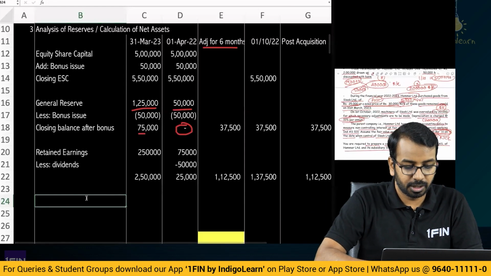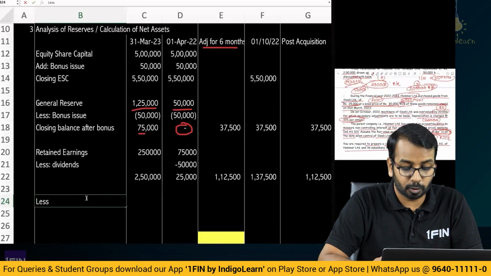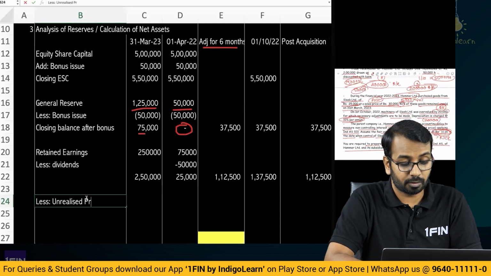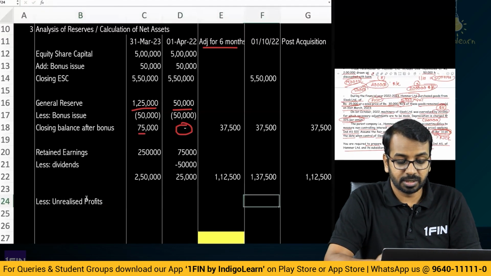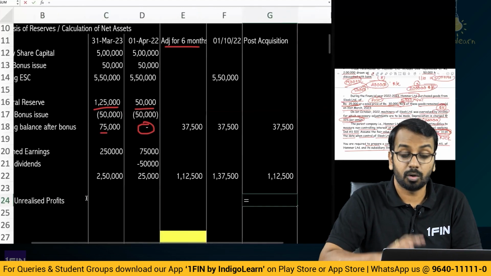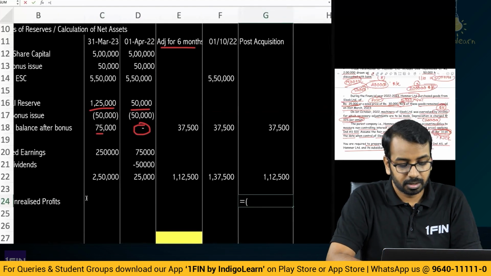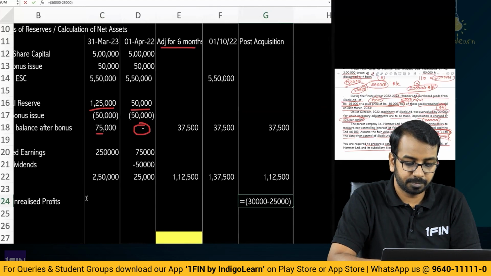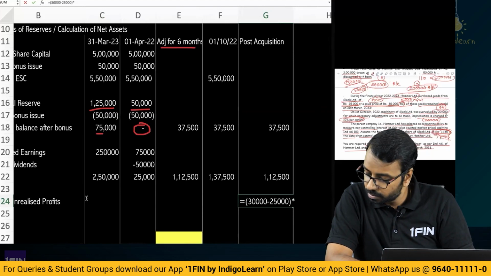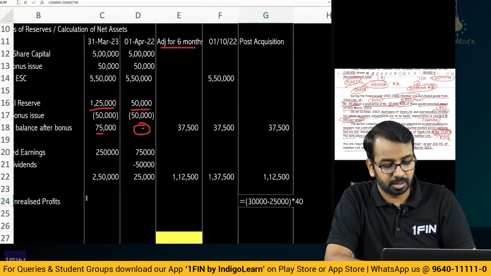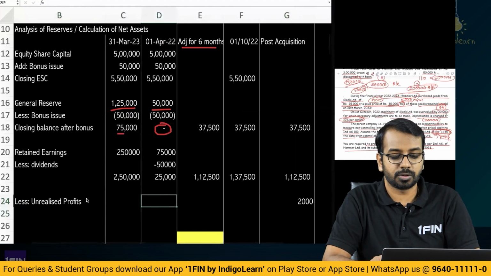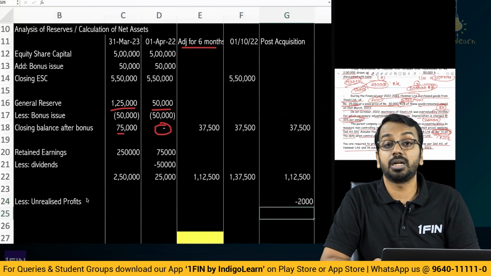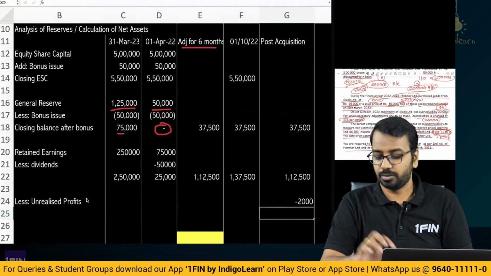So here we will make the adjustment for post acquisition, not on the date of acquisition, less unrealized profit. How much is that? That is only in the post acquisition column, 30,000 minus 25,000 multiplied by what is the percentage? 40%. 40% remains unsold, that is 2,000. So 2,000 is unrealized profit that we have to reduce from post acquisition profit.